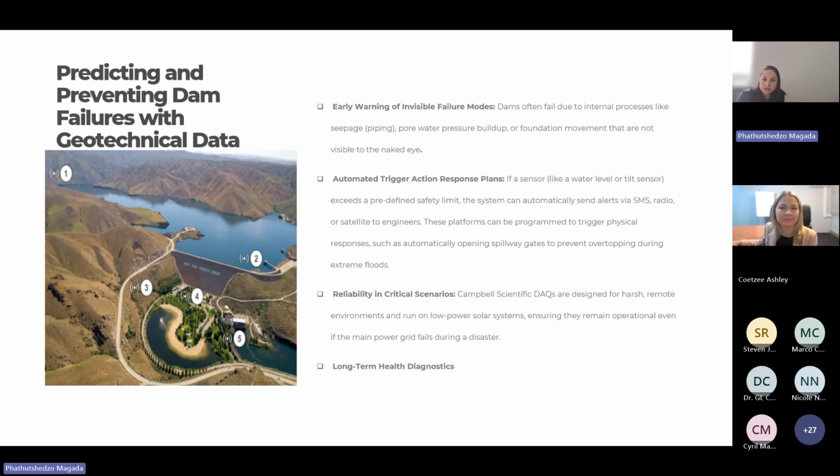In terms of the second question, I can read it. It says, for distributed dam instrumentation with long cable runs, do you recommend single point grounding or multi-point grounding? And how do you prevent ground loops while still protecting against lightning-induced surges?